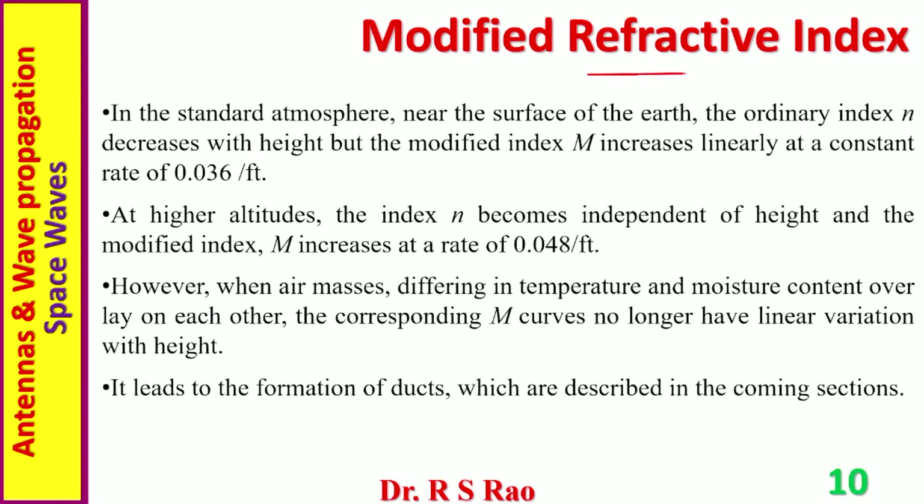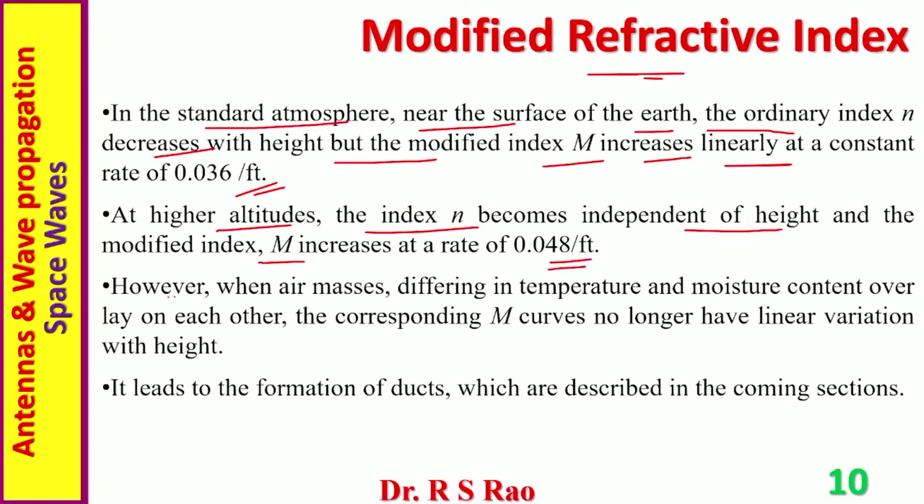Some more points regarding modified refractive index. In the standard atmosphere near the surface of the earth, the ordinary index n decreases with the height, but modified refractive index M increases linearly at a constant rate of 0.036 feet. At higher altitudes, the index n becomes independent of height, and the modified index M increases at a rate of 0.048 feet per foot. However, when air masses differing in temperature and moisture content overlay on each other, the corresponding M curves no longer have linear variation with height. It leads to formation of ducts, which are described later in the coming session.